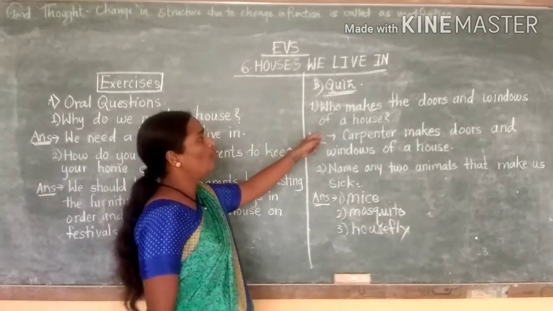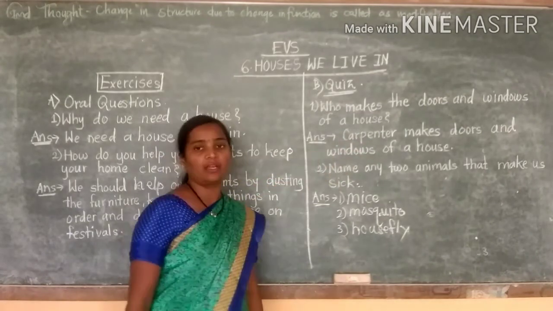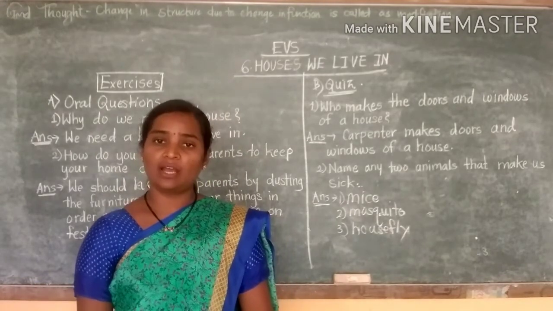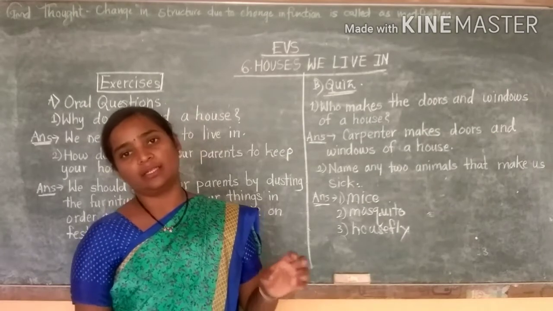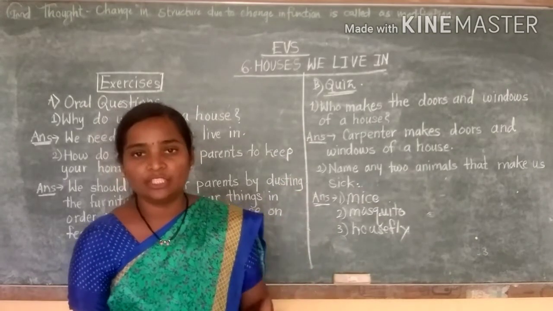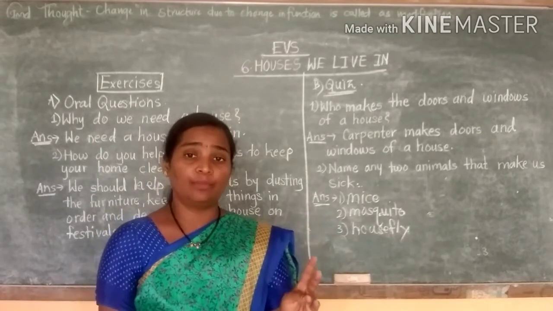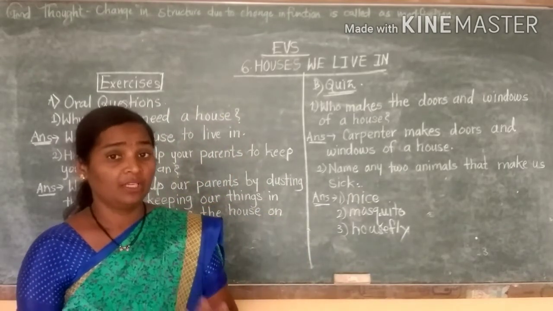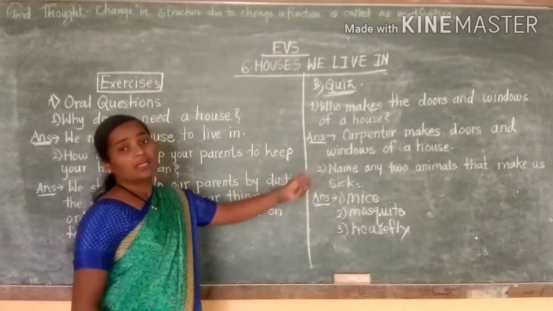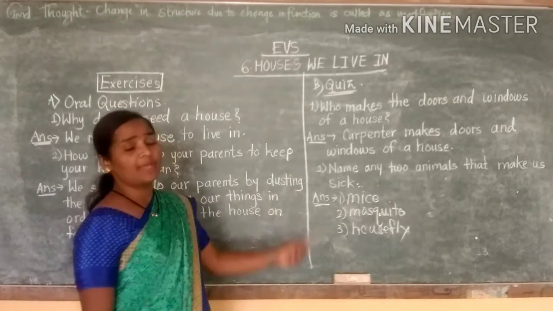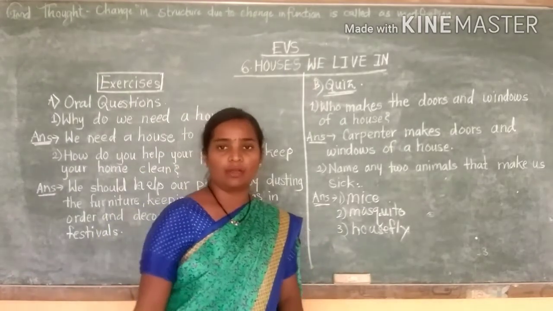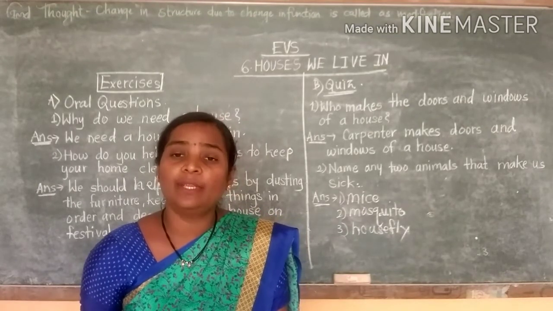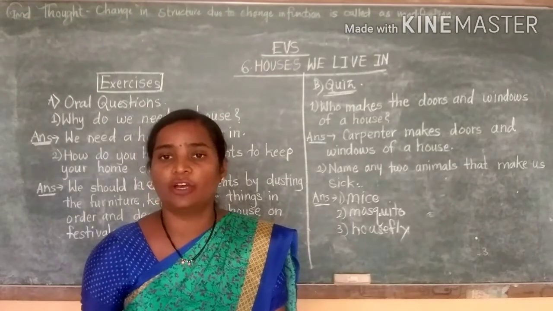First question, who makes the doors and windows of a house? We have learned how many people are working to build your home. Architect, plumber, painter, carpenter, mason, all these people are working. From that, here is the carpenter. Carpenter makes the doors and windows of a house.